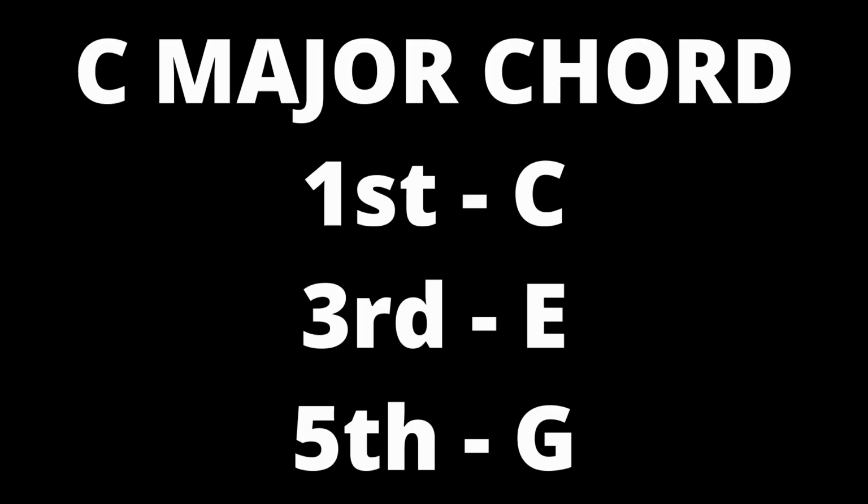Let's use an example to clarify the diminished chord construction. The C major scale has the notes C, D, E, F, G, A, B. The first note is C, third note is E, and the 5th note is G. These notes create the C major chord.